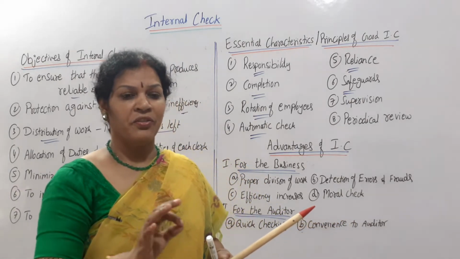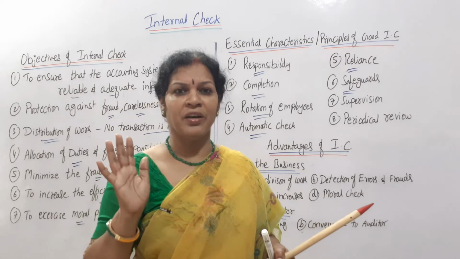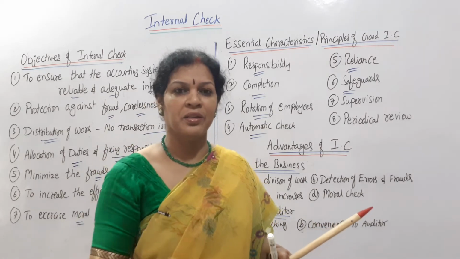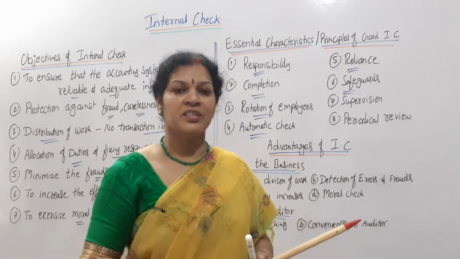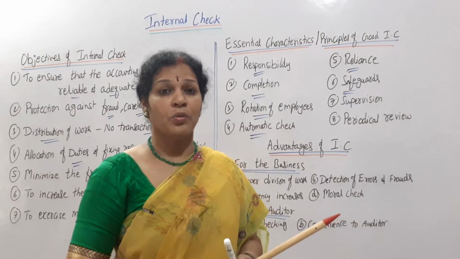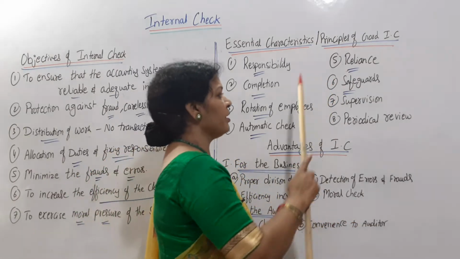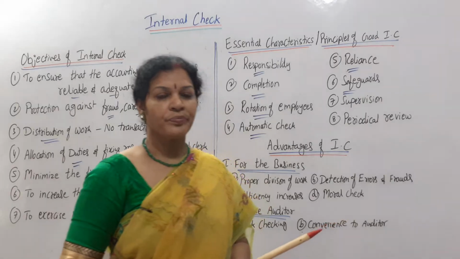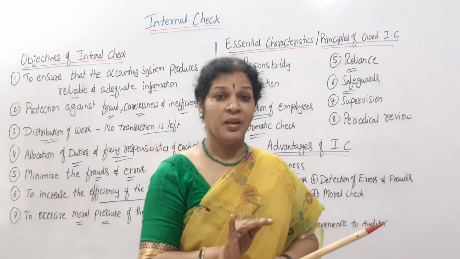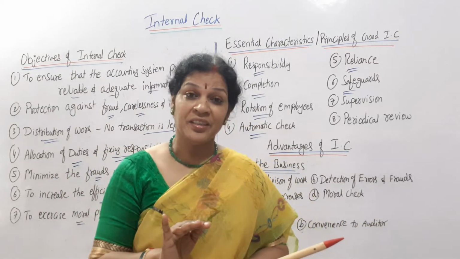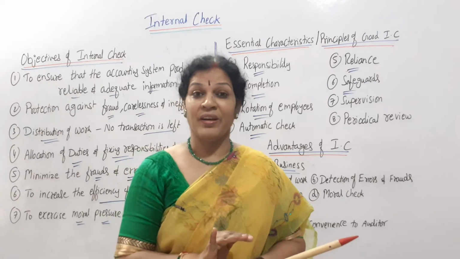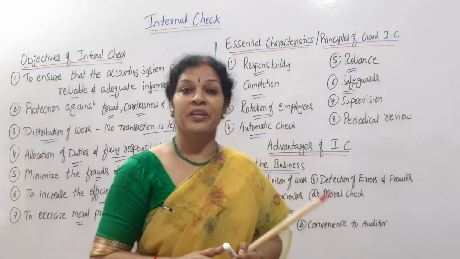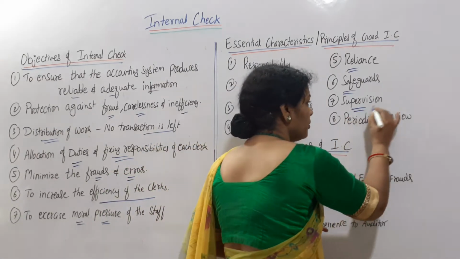Internal check system. If any mistake is there, immediately you are finding out, you are rectifying it, you are bringing it into the knowledge of the supervisor, a senior clerk, or somebody. So that is going to safeguard the assets. Supervision. Internal check is there, but whether it is working efficiently or not, for that supervision is required. Without supervision, it is not going to work out.